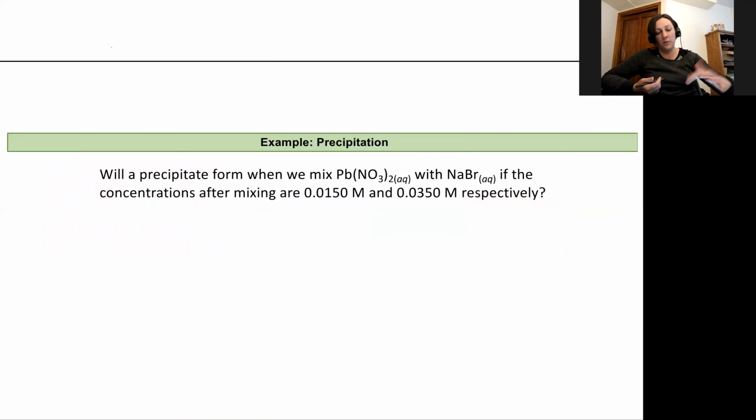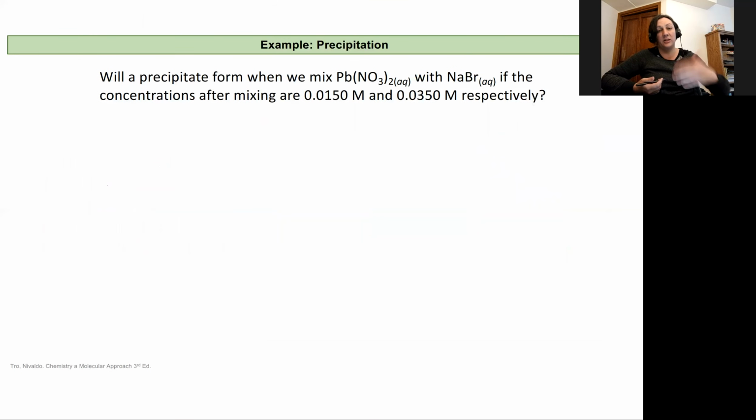So let's start with some example problems. I'm going to do these in a following video, so give them a try first if you have a second. The first example is going to be just calculating when a precipitate will form, if it will, when we have a combination of concentrations of two different reactants.